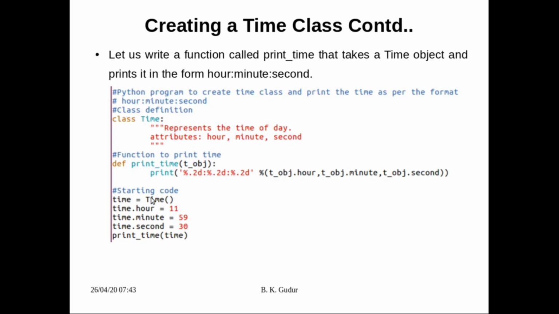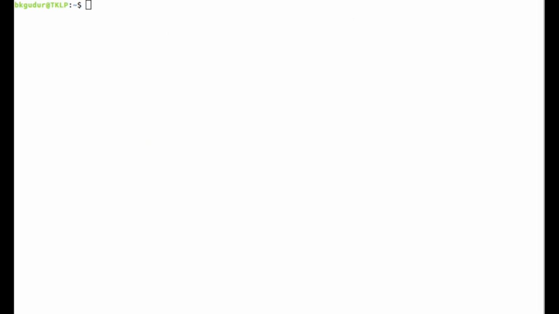To use this function and class, here is the starting code. Initially we are going to create a time object by using the Time function. Time.hour is 11, time.minute is 59 and time.second is 30. Print_time should print the time in this format. To see how this function is going to give an output, let us type this program and see the result. I will take the name of the file as time.py.